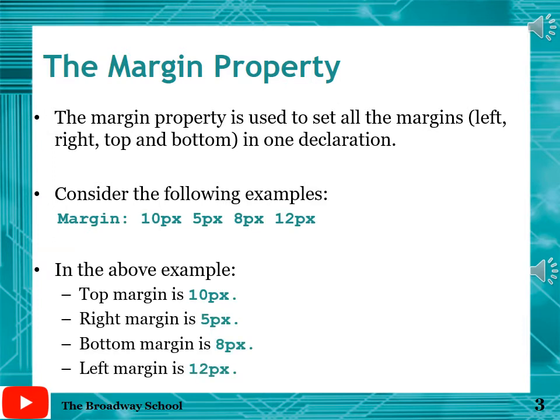The margin property. The margin property is used to set all the margins, left, right, top and bottom, in one declaration. Students, in your notebook, you have a margin line at the bottom and at the left side. But at the right side, you have to draw the margin line by yourself. Consider the following example: margin: 10px, 5px, 8px and 12px. In the above example, the top margin is 10px, right is 5, bottom margin is 8 and the left margin is 12.